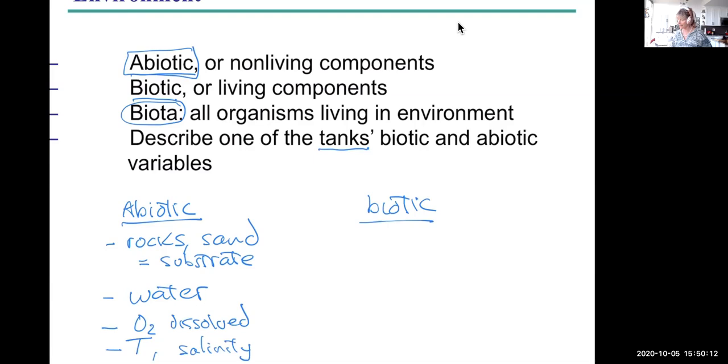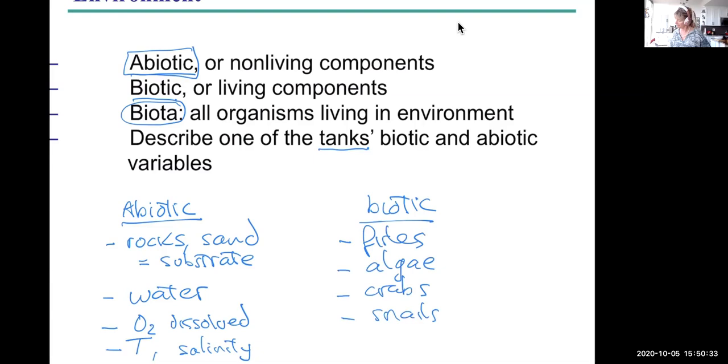And biotic, you've got your fishes. What else are in those tanks? Algae. I think we had some crabs in there and snails. Good.